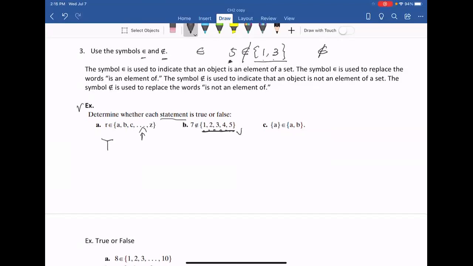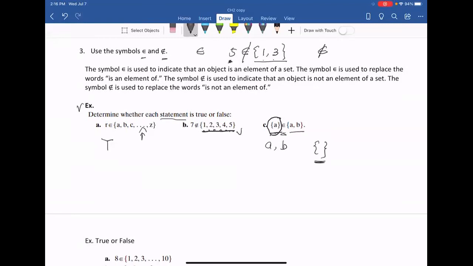Number C, the set is an element of the set A, B. So we mentioned that before, this part must be an element like A or B or something. You can't have this.